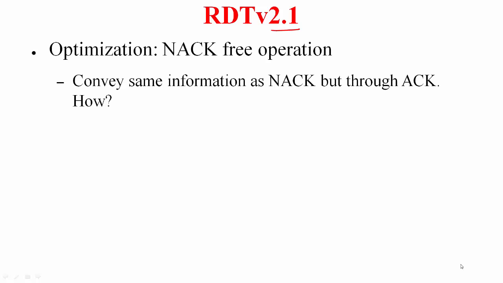So what is this optimization? I don't want to use two types of packets, ACK and NAK at the receiver. I want to get rid of these NAKs. In other words, I want to go for a NAK-free operation. So the question here is, can you convey the same information as a NAK but through an ACK? How would you do it?